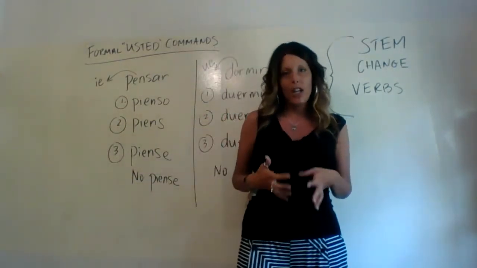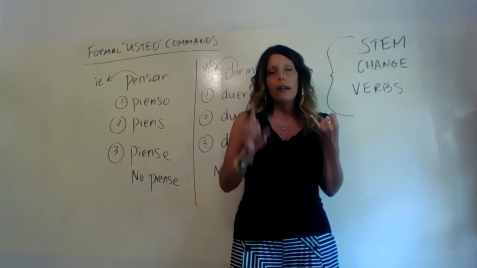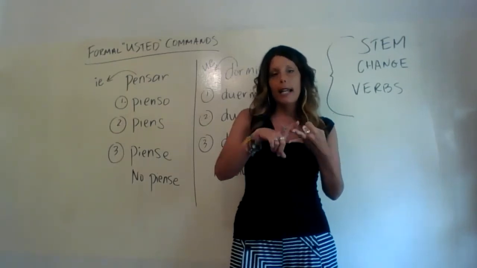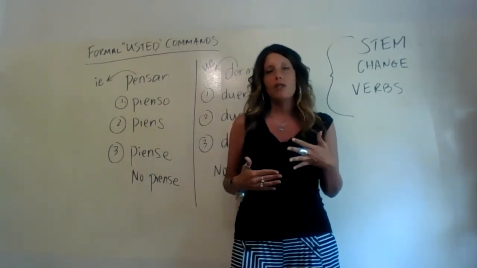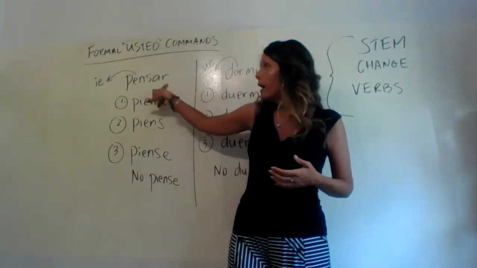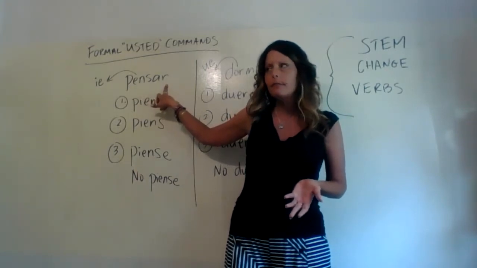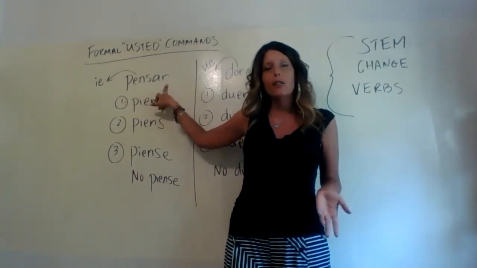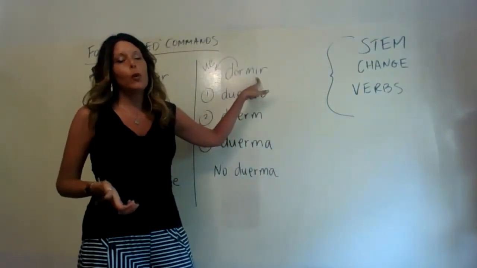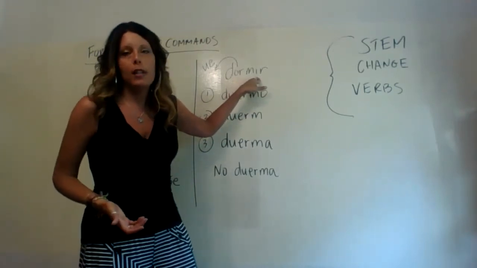So for stem change verbs, I have put the two most common types up on the board: an example of a stem change verb that is E to IE, and an example of a stem change verb that is O to UE. I've also given you an example of an AR verb, so we can practice making AR verbs as formal usted commands, and then this example is an IR verb, so we'll practice making ER, or in this case IR, verbs with formal usted commands.